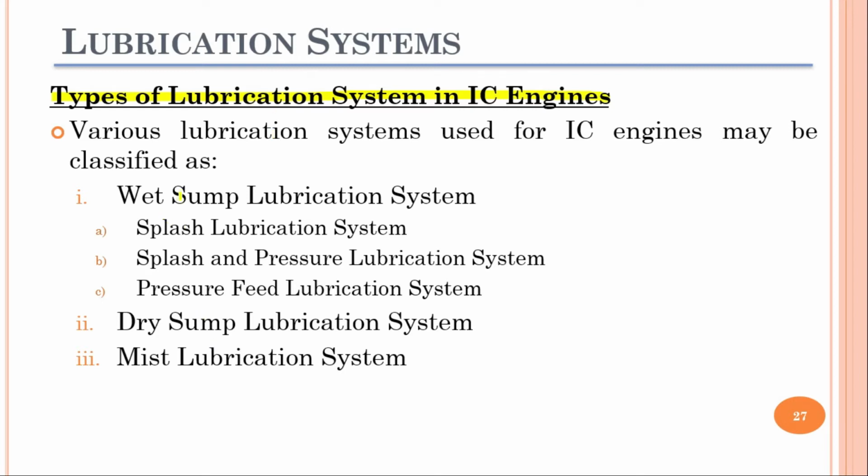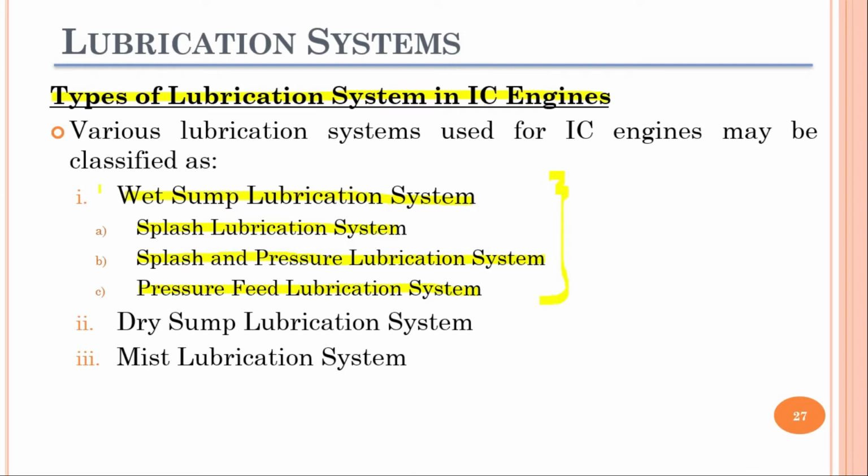The first one is the wet sump lubrication system, and we have further classified this wet sump lubrication system into three more classifications. The first one is splash type lubrication system. The second is splash and pressure type lubrication system, sometimes also referred to as semi pressure lubrication system. And the third is pressure feed lubrication system. So this is what we are going to start now.